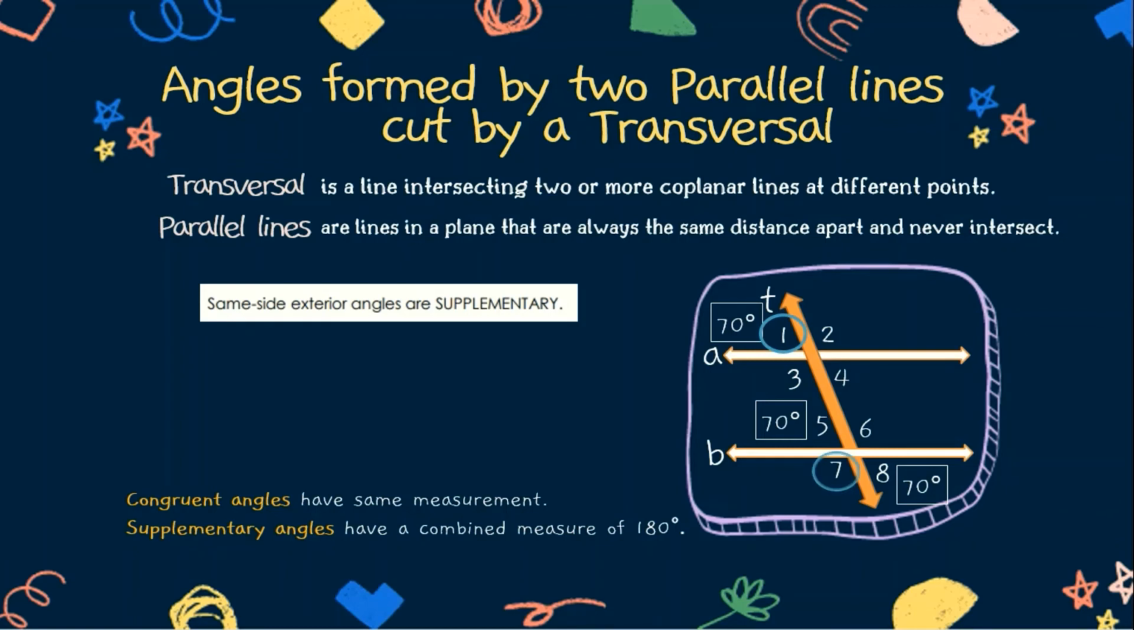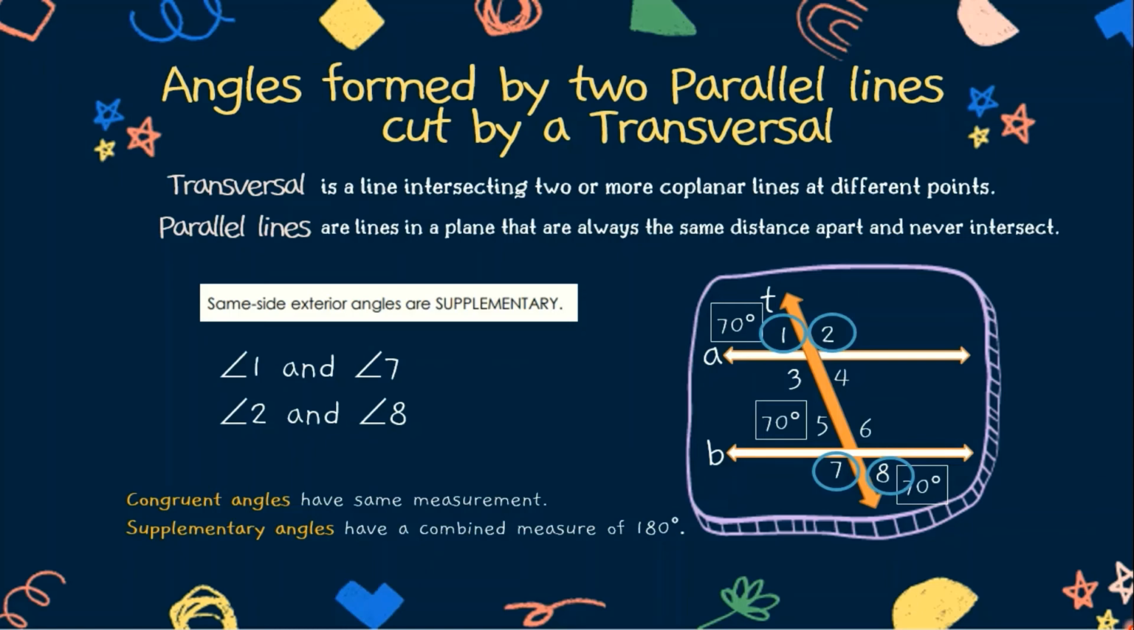Angle 1, ang kanyang same side exterior angles na kapare ay angle 7. Ito yung ating first pair. Another pair of same side exterior angle ay angle 2 and angle 8. So, yan yung ating dalawang pairs ng same side exterior angles for this illustration.